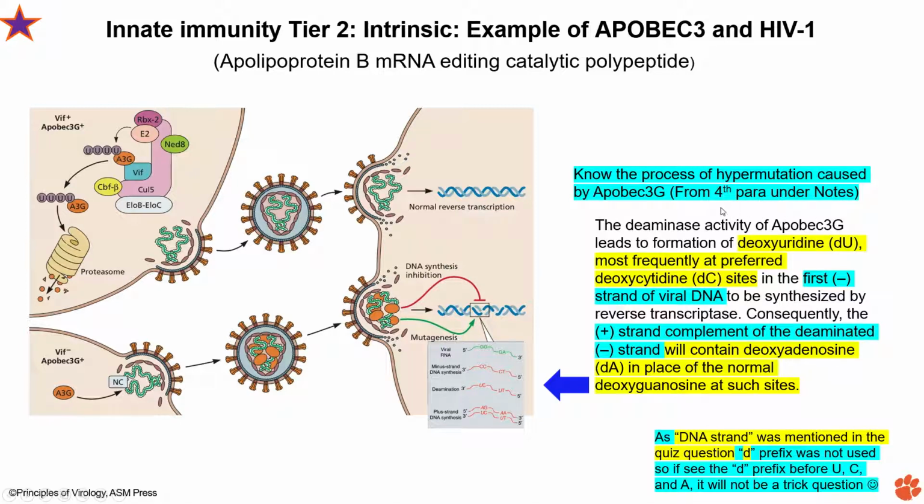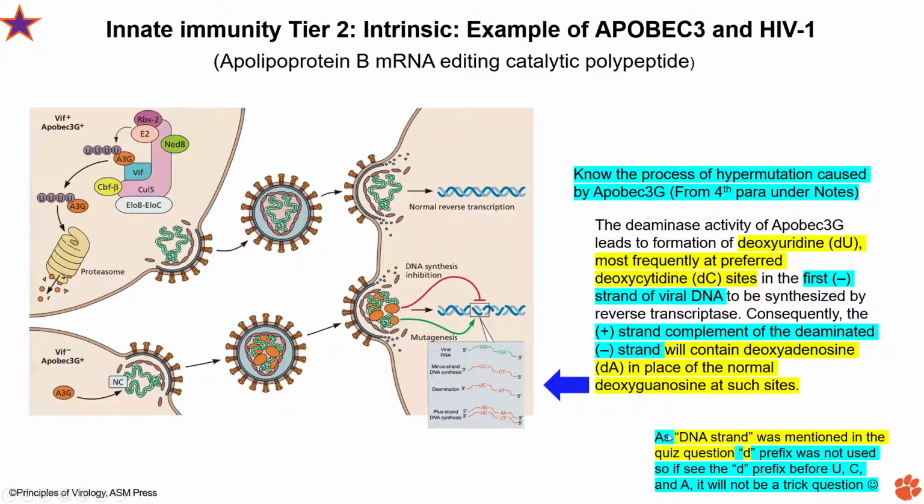I said that from the fourth paragraph under the notes, you have this. The deaminase activity leads to the formation of deoxyuridine or dU, most frequently preferred at deoxycytidine or dC sites in the first strand of the viral DNA, the first minus strand of the viral DNA, by the reverse transcriptase, of course. And then the plus strand complement of the deaminated minus strand will contain deoxyadenosine or dA in place of normal deoxyguanosine at such sites. So right here, it is only written as C and Gs because it's written as the RNAs and the DNAs.